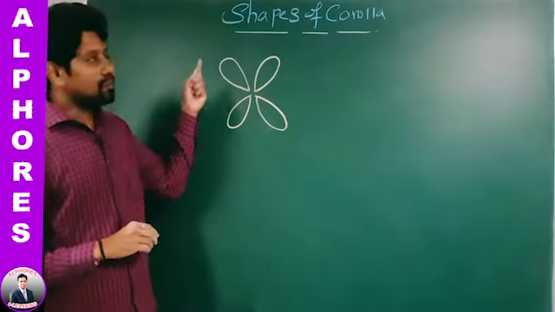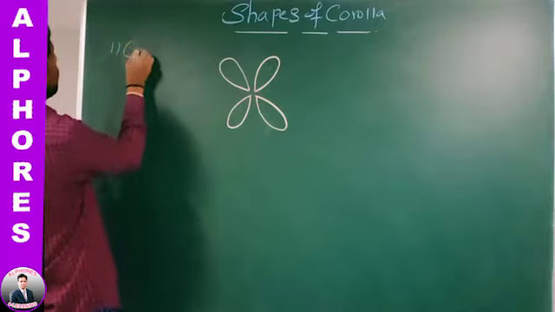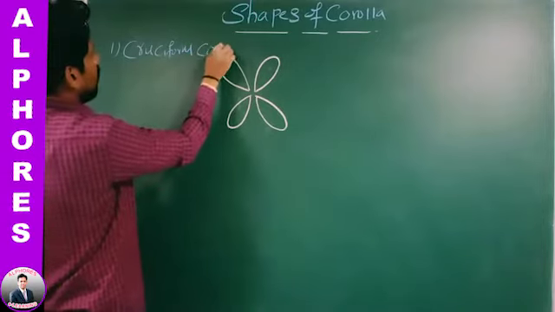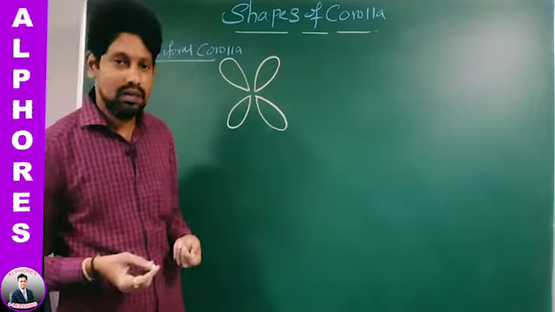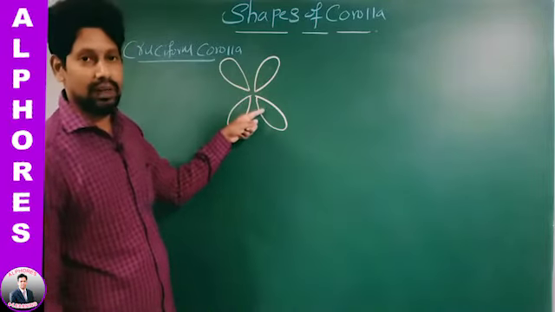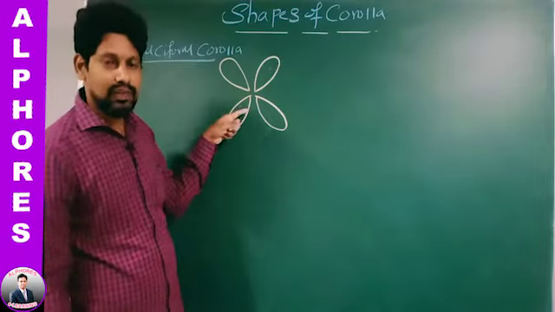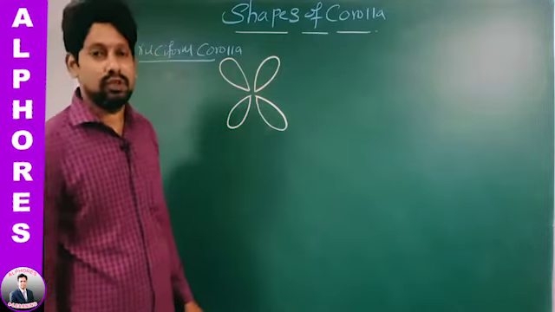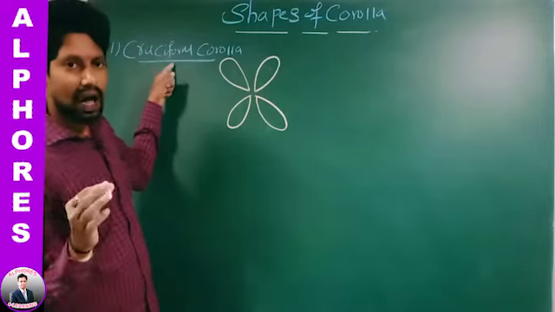Now, go for shapes of corolla. Go for the first one. Cruciform corolla. See here, corolla means made up of petals. How many petals are there here? Four petals. These four petals are free. This corolla shows actinomorphic symmetry. Strictly speaking, this cruciform corolla is present in a flower which shows actinomorphic symmetry.